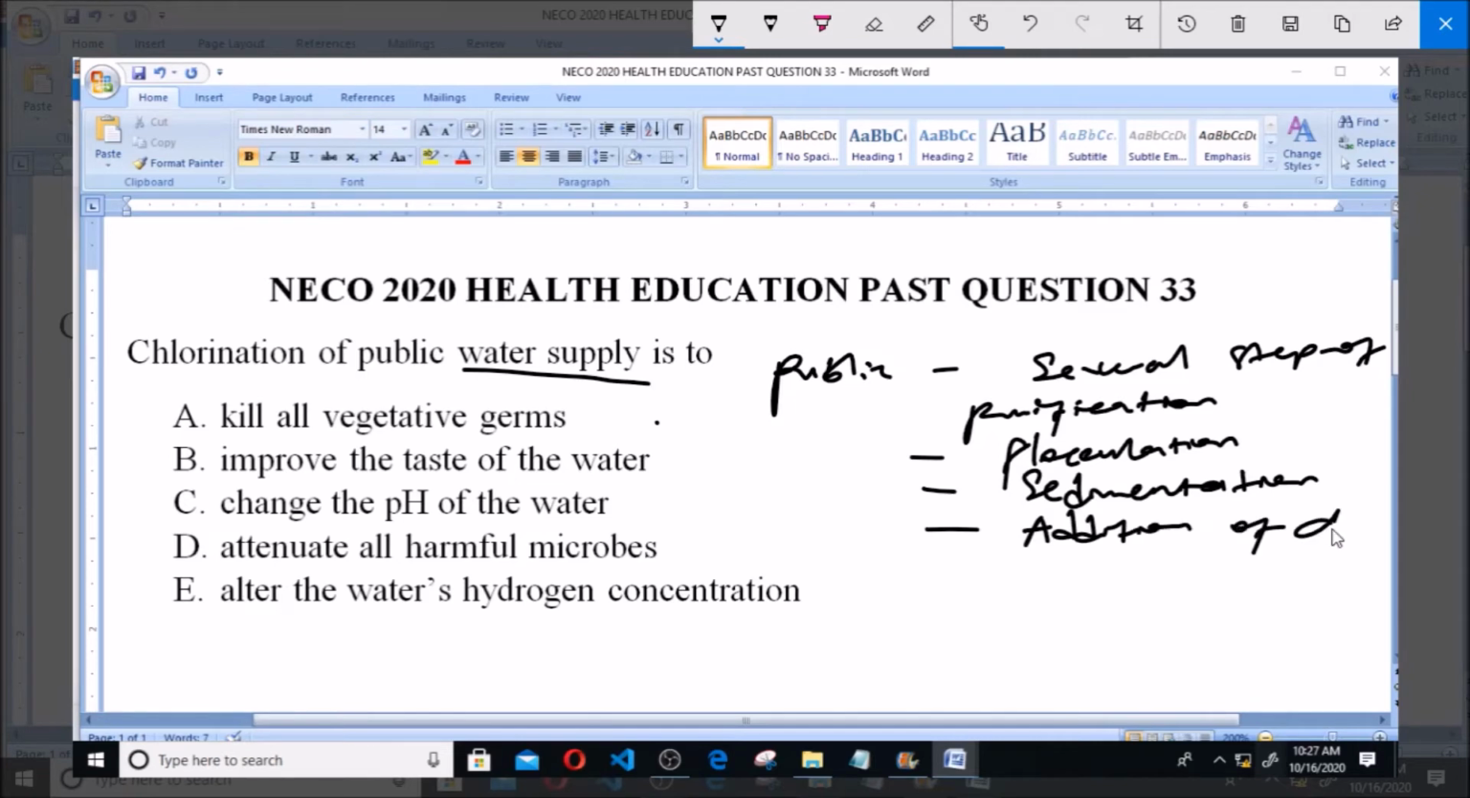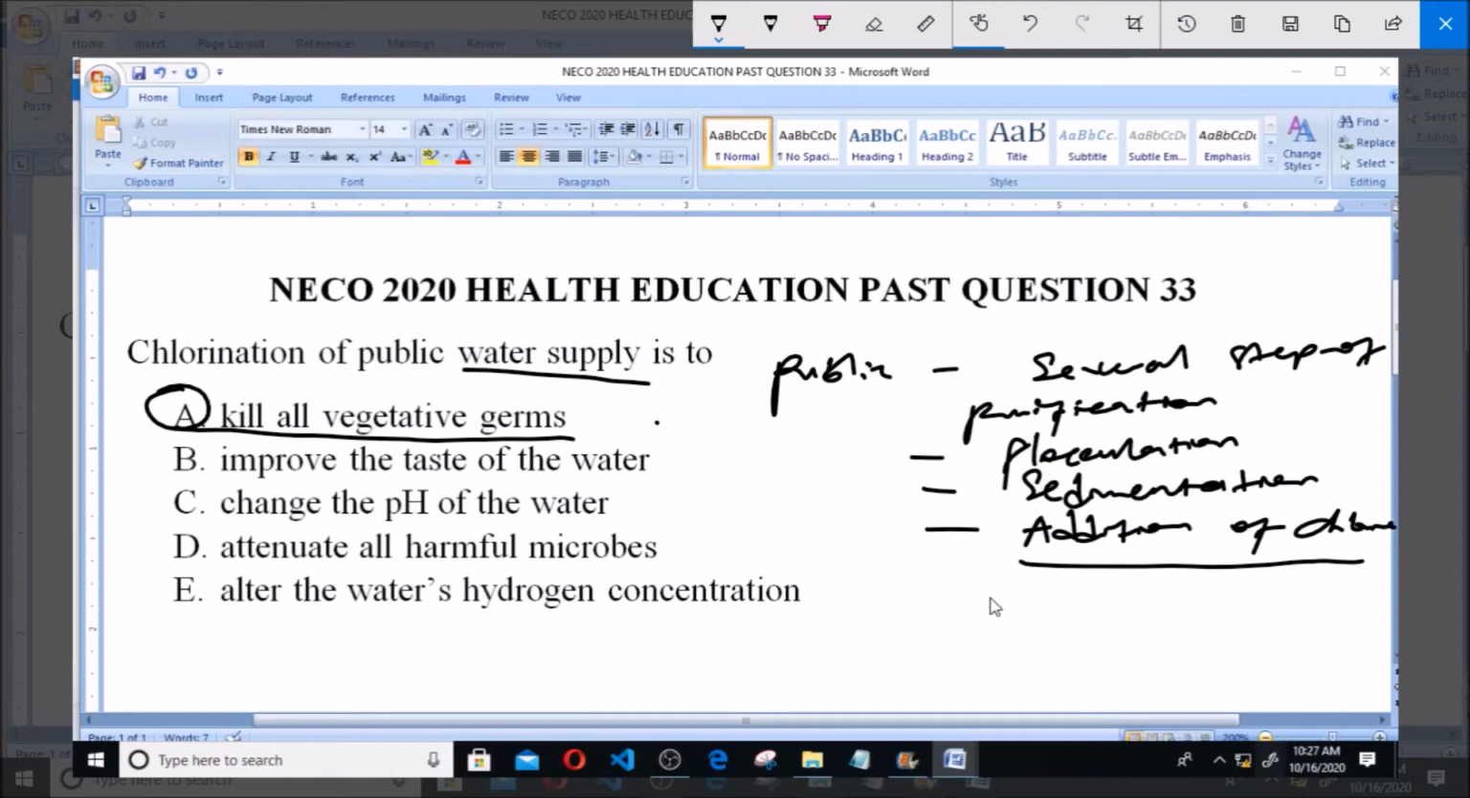Now, the main aim of addition of chlorine, which is chlorination of public water, is to kill germs, vegetative germs, which is option A. The main aim of chlorination or addition of chlorine is to kill these germs.